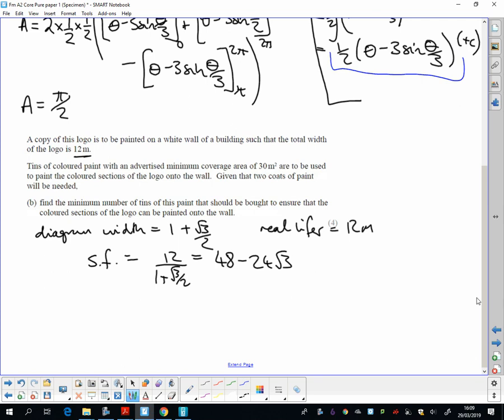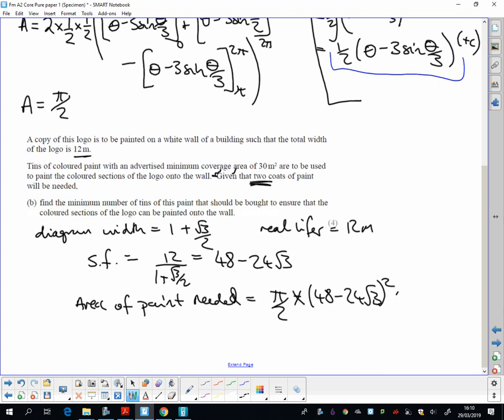Right, what do we then want to do? Well, we now want to scale up our area. So area of paint needed is our current area times our linear scale factor squared, because we're doing area. And then if you read the question carefully, we need 2 coats of paint, so I'm going to need to double that. Now we might as well go to a decimal because we're going to need that anyway, so that's 129.92 metres squared.